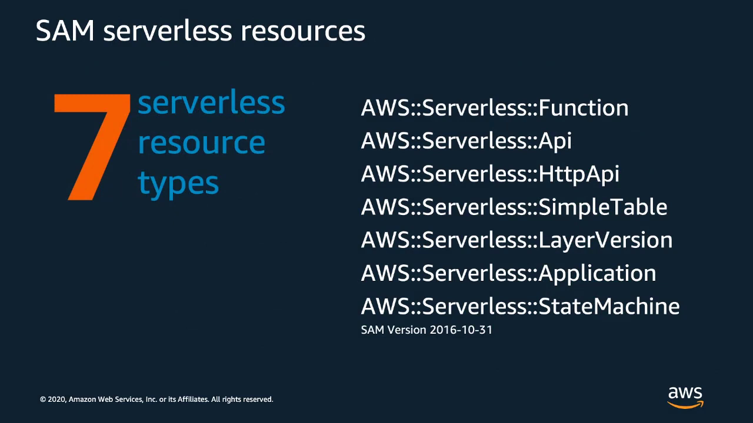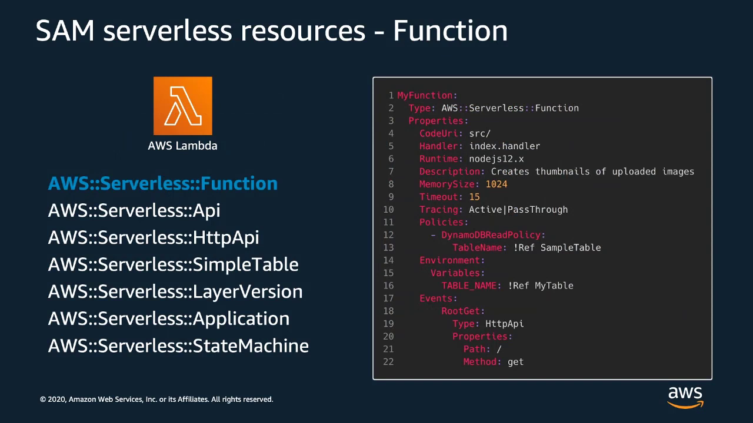Now, there are 7 serverless specific resource types to look at, and you can see them here, and we'll go through each one to explain it. The first one is the AWS serverless function. This creates an AWS Lambda, and you can see in this resource that we're creating the function, and we're passing in properties like, where's the code? Line 4 is the code URI. What's the handler? That's the function that we're going to invoke when we run this Lambda. What runtime is this? This one happens to be Node.js 12. And then we're going to pass some memory size, some timeouts, and turn on tracing, that's X-Ray.